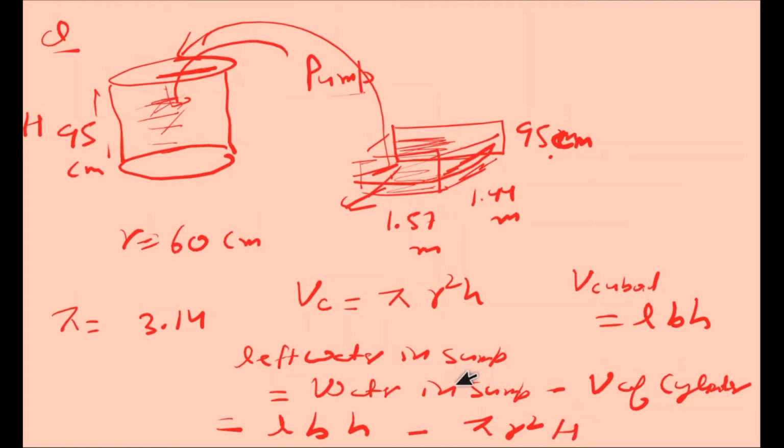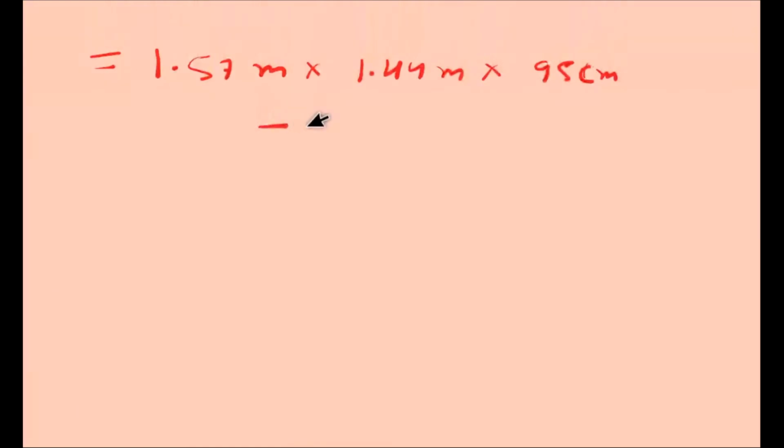Okay, now you want to find the volume of this left water. So we can solve this. Now lbh we can put here: length is given 1.57 meter into breadth is 1.44 meter into height is 95 centimeter, minus pi is 3.14 and radius is given 60 centimeter.